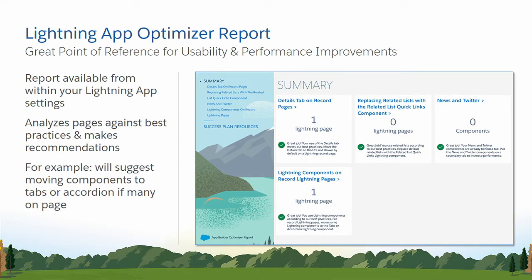And what this is going to do is compare all of the Lightning pages in your app against best practices, and it's going to tell you how you're doing and make some recommendations for how you can improve. This is going to consider both usability and performance considerations. So for example, if you have a ton of components on a page, it'll recommend that you put some in a tab or an accordion component, and that'll help with your page load time. So this is a really helpful starting point to find some updates that will likely have a positive impact on both performance and user satisfaction.